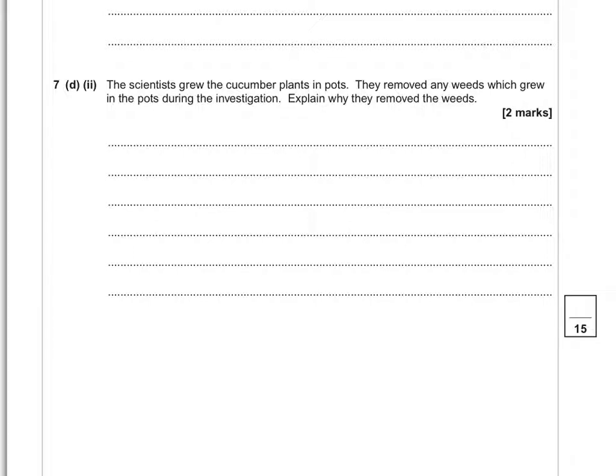Final question, 7D2, it's talking about growing cucumber plants in pots. They're saying that they remove the weeds. Why did they remove these weeds? Well, we know plants are going to compete for different things, so you can say that they compete for minerals, salts, ions, nutrients or light. But then again, remember, it's 2 marks, so what effect would that have? Lots of people miss this 2nd mark, and it's simply saying that it would reduce the dry mass of the cucumber, because obviously they're taking the nutrients away from the cucumber.